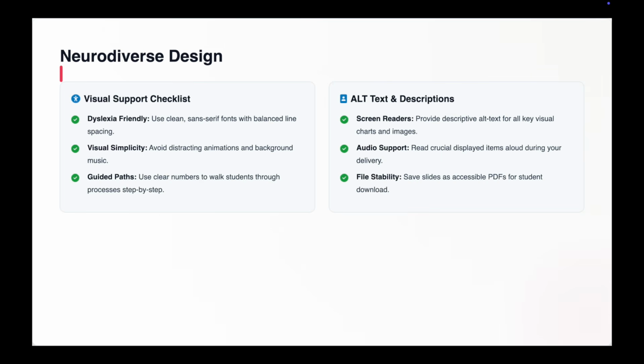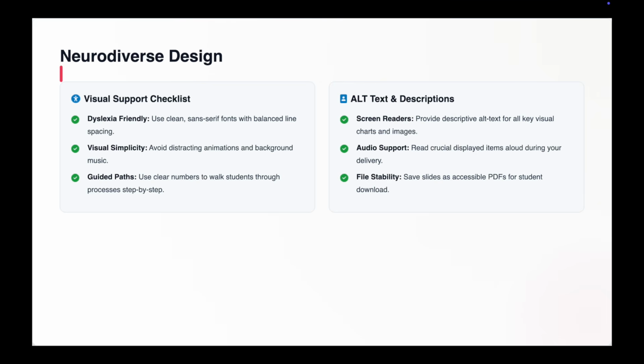As an educator, you must design your materials with all learners in mind. Your visual aids should be accessible to students with diverse learning needs, including those with dyslexia, attention deficit challenges, or color blindness. Let's review our accessible design checklist. Dyslexia friendly. Use clean, sans serif fonts like Inter or Arial with balanced line spacing. Avoid using italics for large blocks of text as they can make words harder to read.